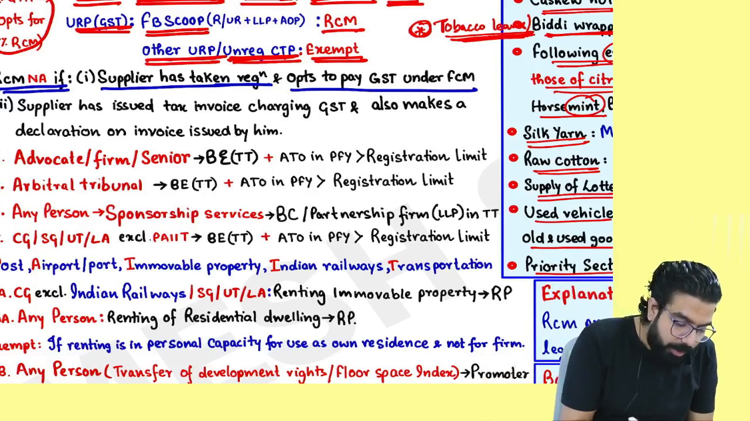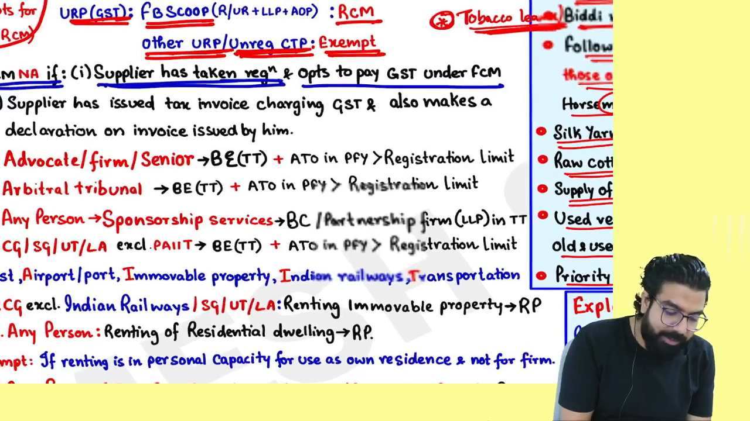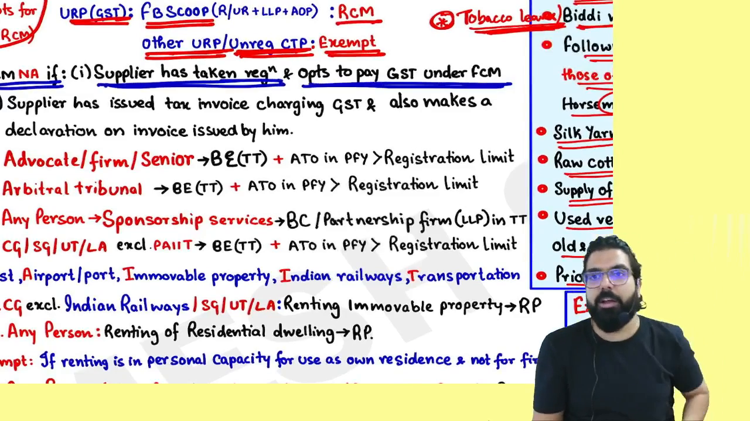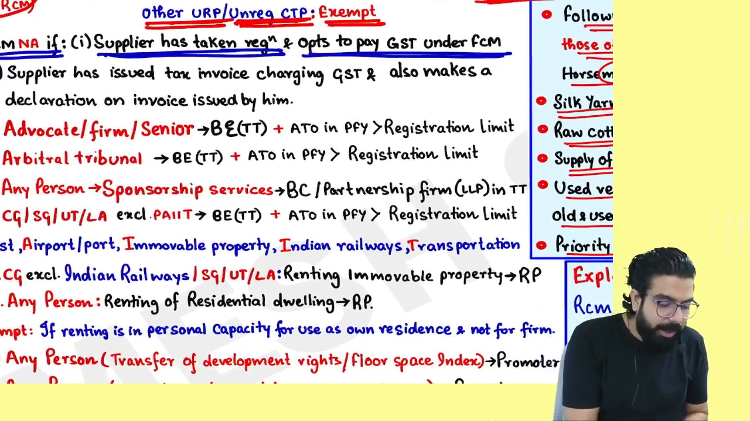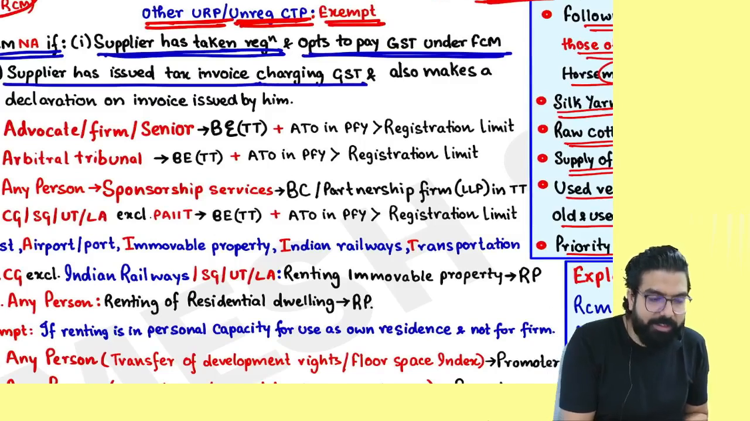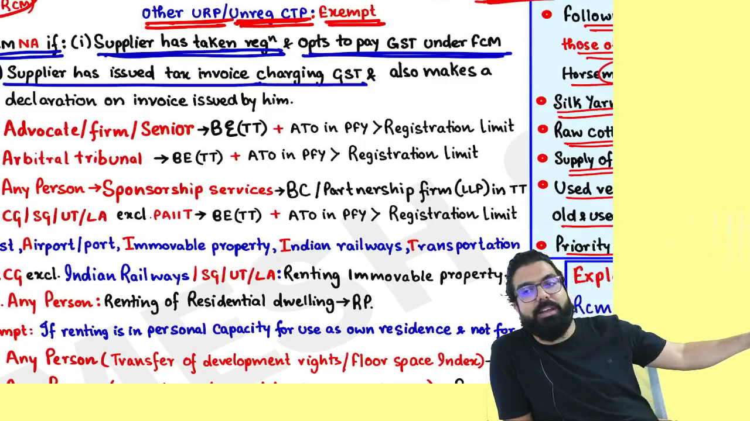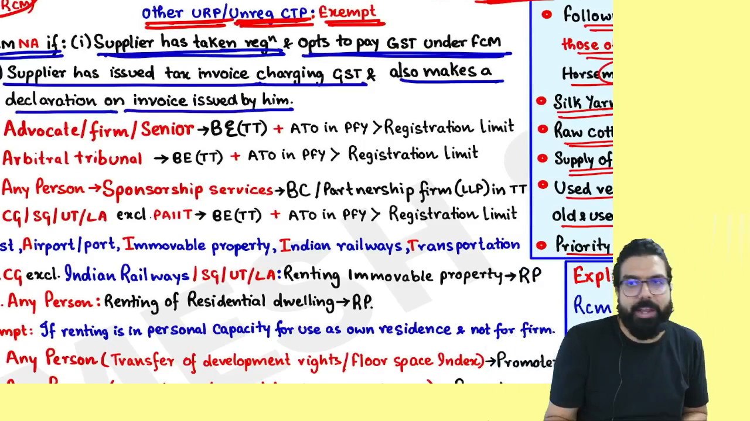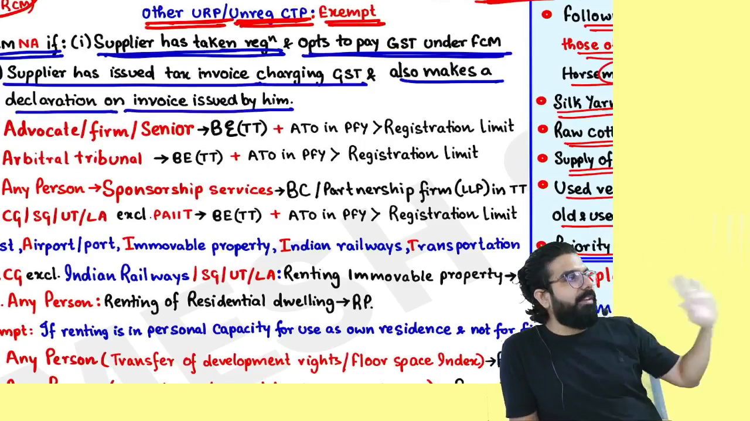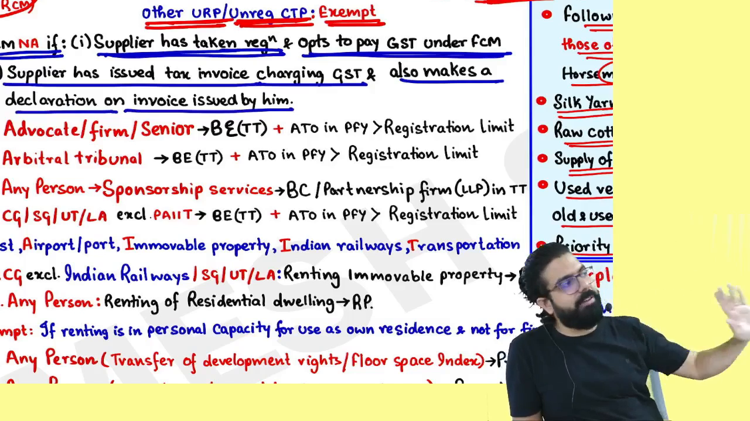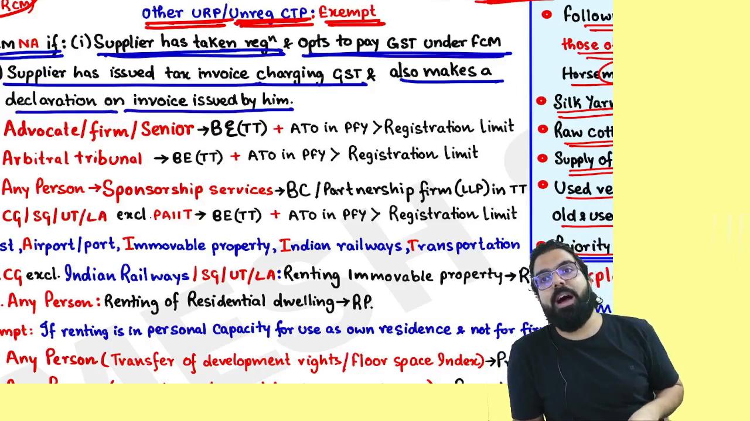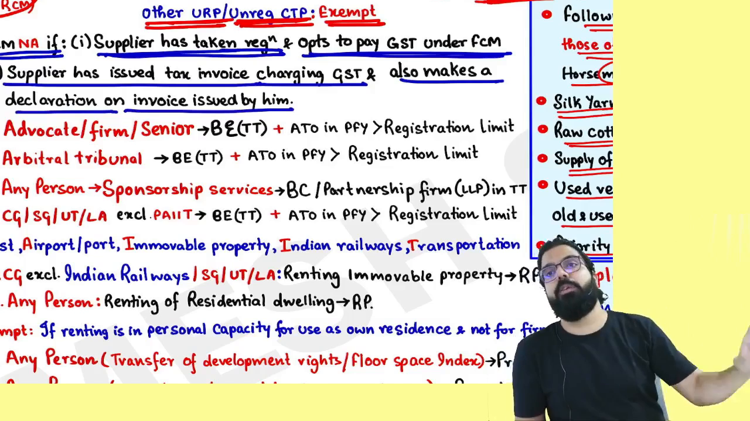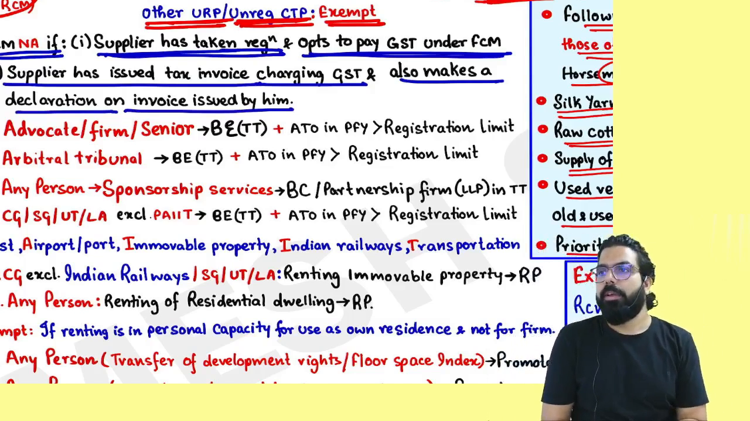Next. So it says supplier can take registration and it can opt to pay GST under forward charge mechanism. Supplier has issued a tax invoice charging GST. Supplier should issue invoice charging GST and also make a declaration on the invoice issued by him that, sir, I am charging you 12% or I am charging you 5%. You don't have to pay GST under RCM. That should be written in the invoice. Can we go ahead, everyone?